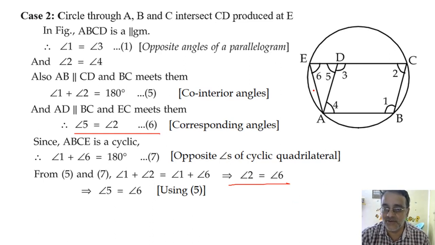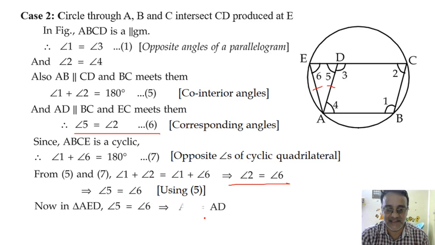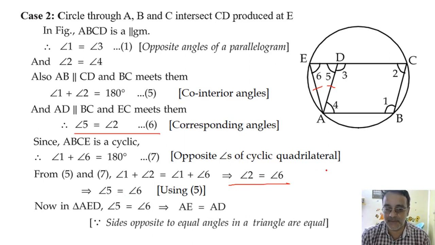Now we can conclude AE is equal to AD. Why? Sides opposite to equal angles. Right. So in triangle AED, angle 5 is equal to angle 6 implies AE is equal to AD. The reason is that sides opposite to equal angles in a triangle are equal.